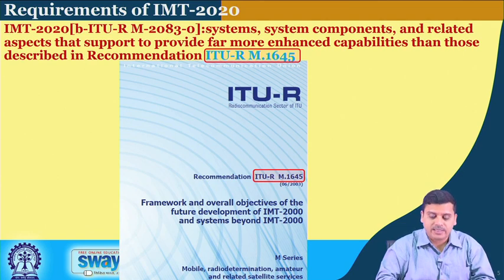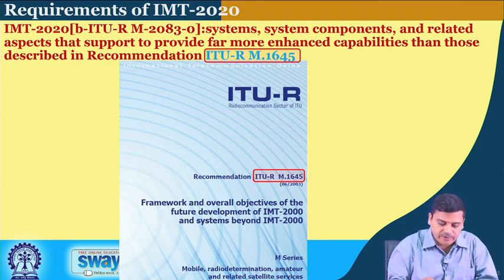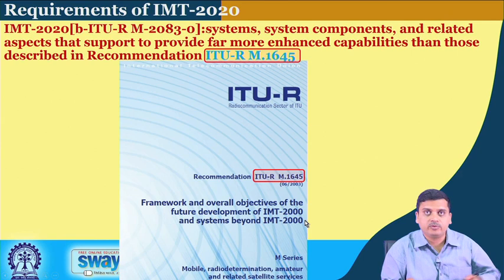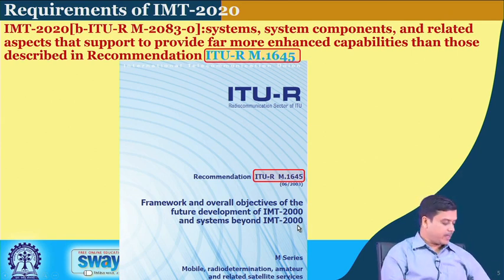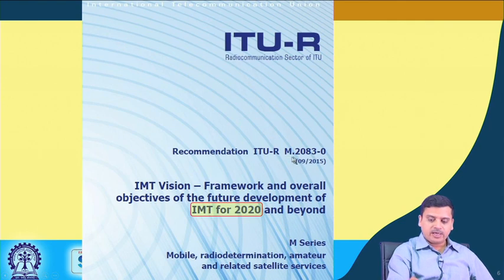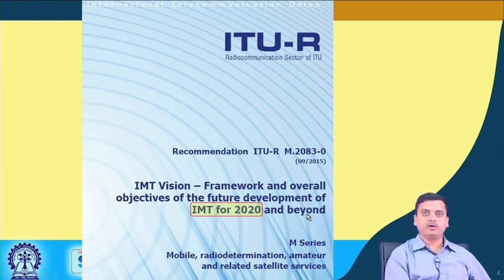Now, what we see is that M.1645 is the framework and overall objectives of future development of IMT 2000 and systems beyond IMT 2000, right. So, beyond IMT 2000 is basically IMT-Advanced. Here we have the ITU M.2083, which is the IMT Vision, the framework and overall objectives of the future developments of IMT 2020 and beyond systems.